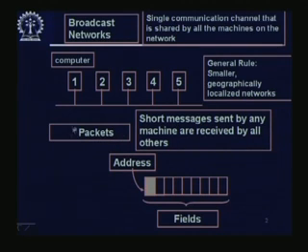These packets are of course framed by the Ethernet, and how it frames them we will see later on. So short messages sent by any machine are received by all others. Since this is a broadcast network, a message sent by any machine is received by all machines, and so naturally you have to give the destination address. There are various fields in the Ethernet header, and we will look at that later on. But one of them has to be the destination address, because otherwise the recipients will not know for whom this frame is meant.